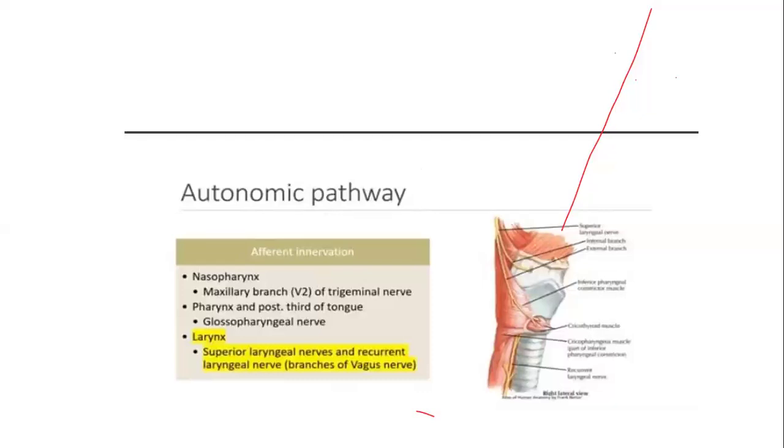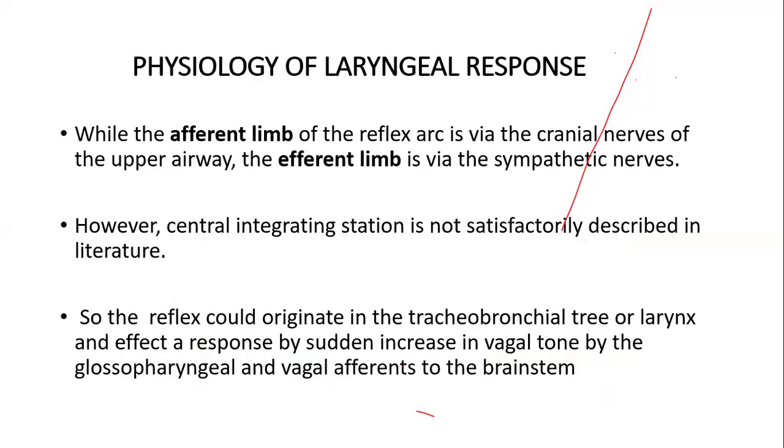The autonomic pathway, and this is just a repetition and a diagram that is showing the autonomic pathway, particularly the efferent to this reflex. So like I said, while the afferent limb of the reflex arc is via the cranial nerve and the upper airway, the efferent is via the sympathetic nerve.